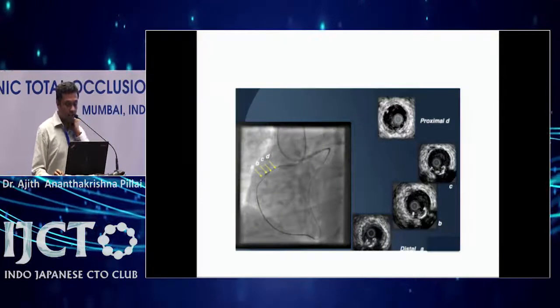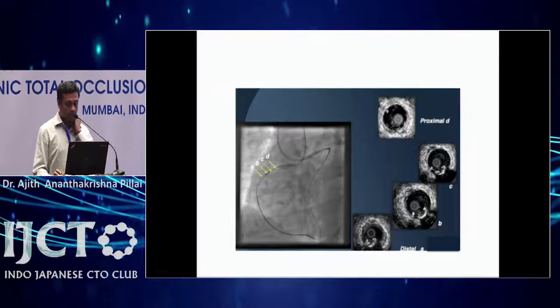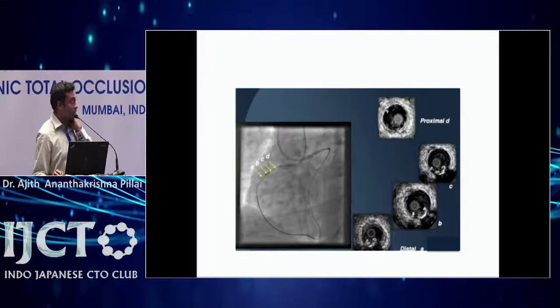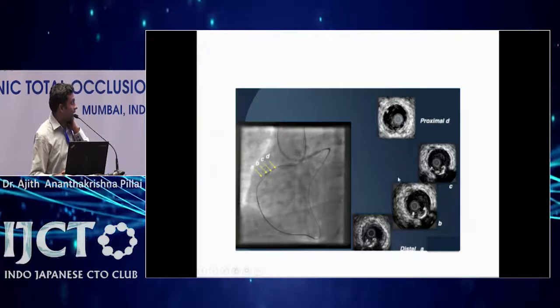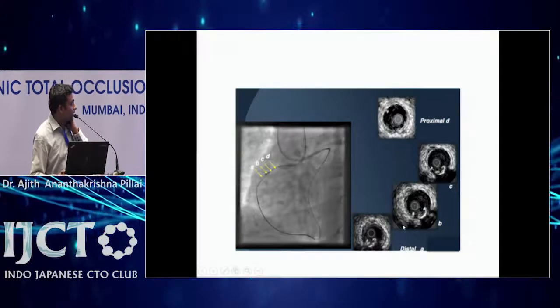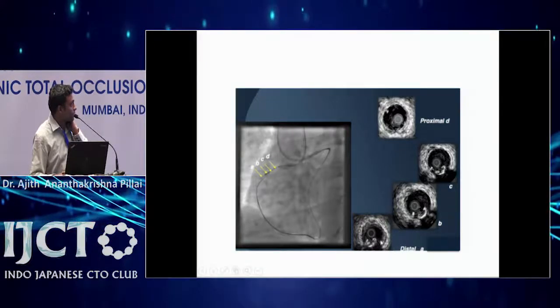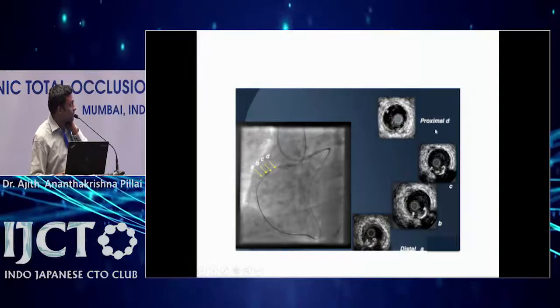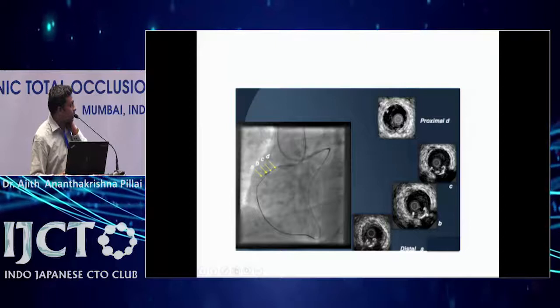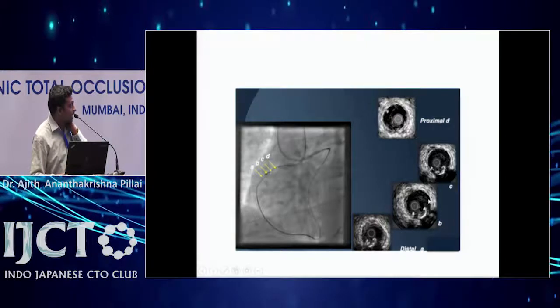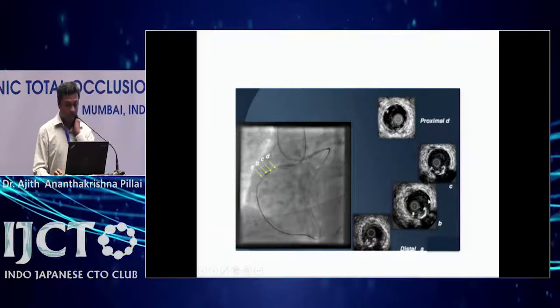Now the IVUS clearly shows, in serial IVUS images, we can clearly point out the position of the retrograde wire, where at this point A you find that the retrograde wire is raising a plaque and coming up, and you can make sure that both the wires are connected within the subintimal space at one place. So that is very crucial.